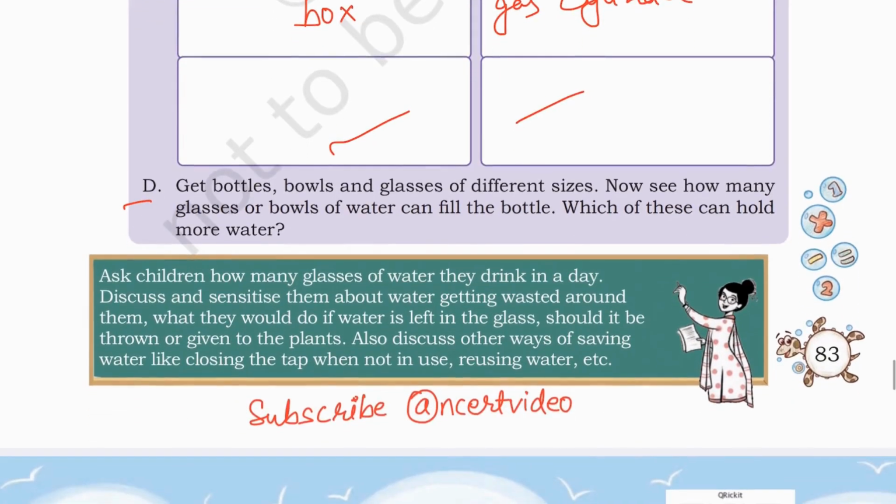D, get bottles, bowls and glasses of different sizes. Now see how many glasses or bowls of water can fill the bottle. Which of these can hold more water? You can do this activity.